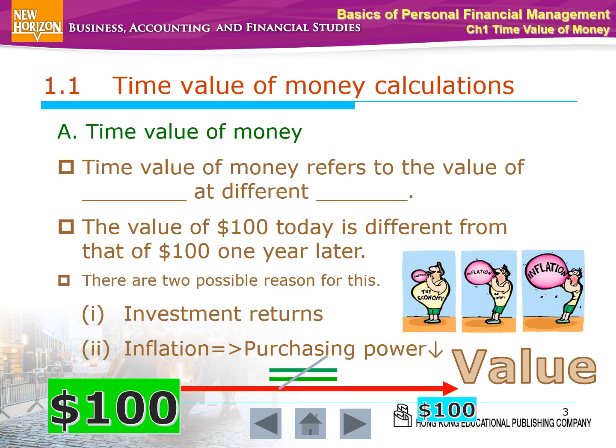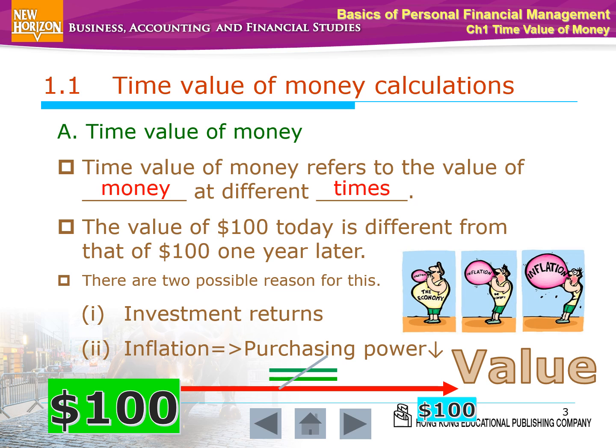Before we go on, you should know the meaning of time value of money. It refers to the value of money at different times. We split these four words into a complete sentence. Time value of money means the value of money at different times.